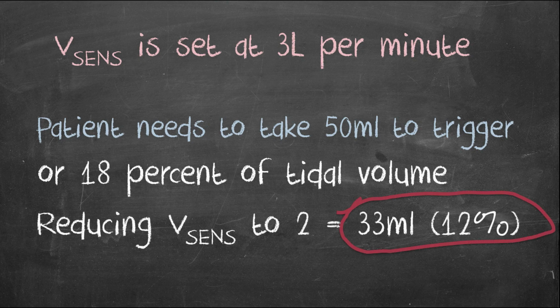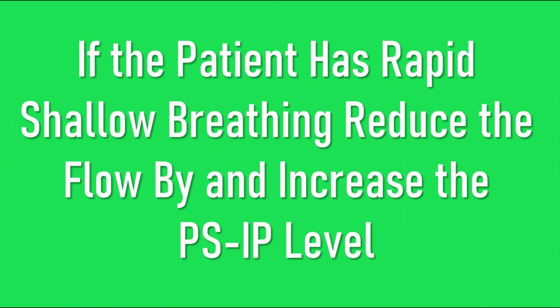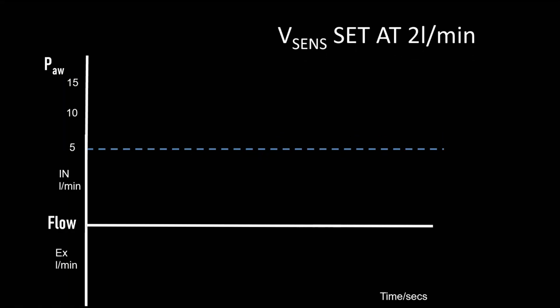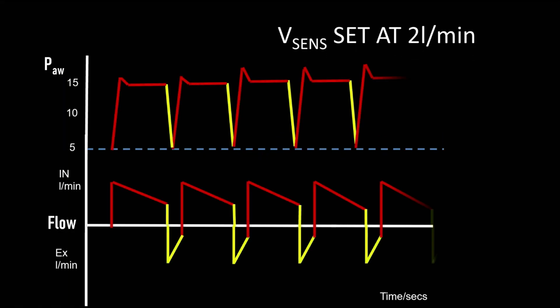Reducing the Vsens to 2 liters means the patient has to take 33 mils, or 12% of tidal volume. So if the patient has rapid shallow breathing, reduce the Vsens above the base flow and increase, if necessary, the pressure support inspiratory pressure level. Now in this patient, he started off at 5. We're going to drop the Vsens to 2 liters per minute and see what happens.